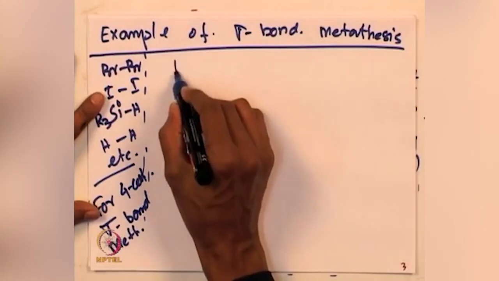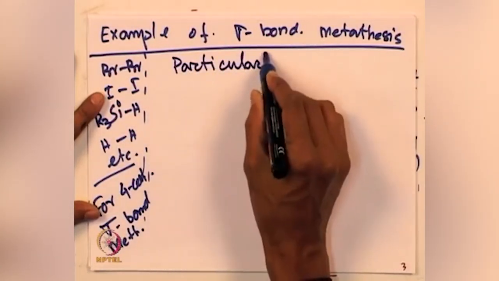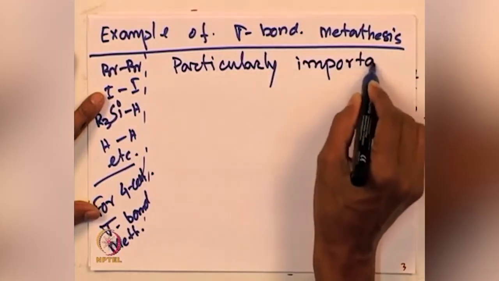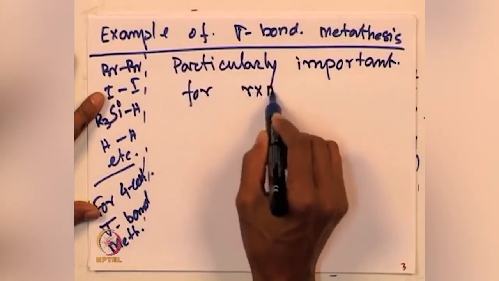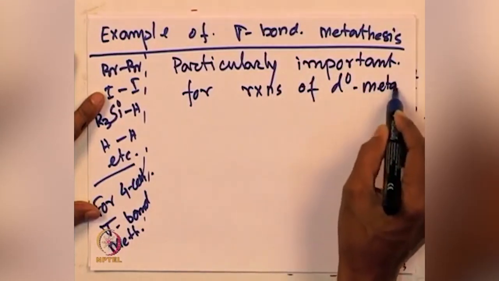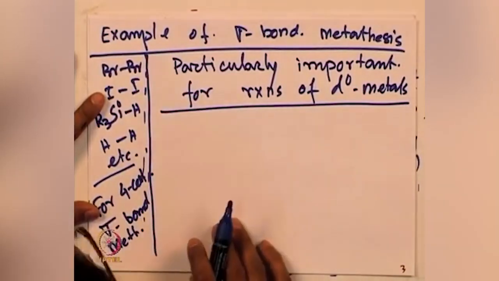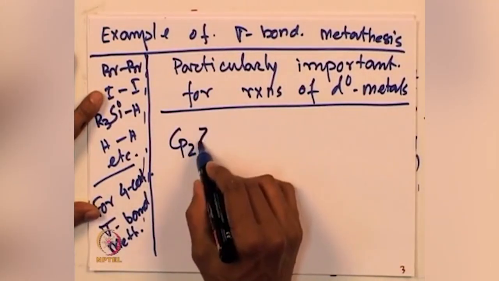Now, this is particularly important for d0 metal centers, particularly important for reactions of d0 metals. This is one of the most important things to remember. This is particularly important for d0 metals. For example, d0 metal centers you have seen a lot.